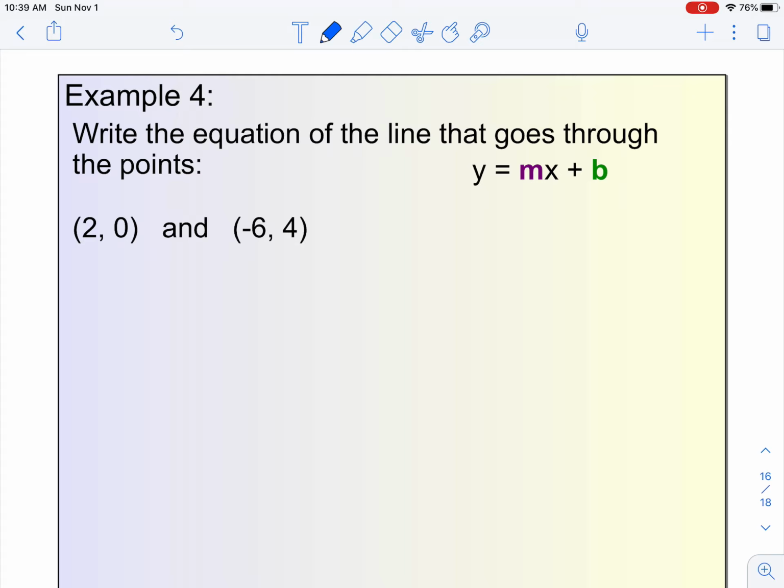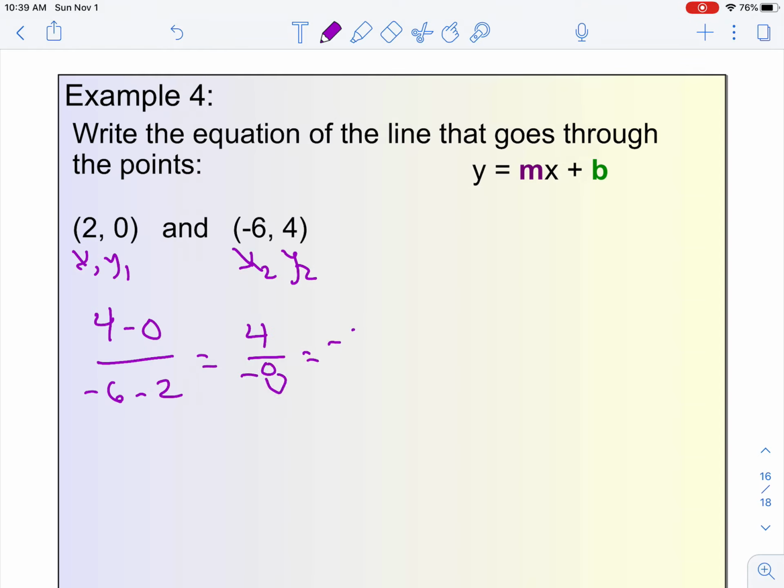All right, so here's your turn to try one. So see if you can go through this work yourself, pause the video, and then restart the video to see if you got it correct. Okay, but remember, the first thing you need to do is find the slope. And when you plug these values in, you would have 4 minus 0 over negative 6 minus 2, which gives you a value of 4 over negative 8, which is negative 1/2. So there's my slope that I plug in here.